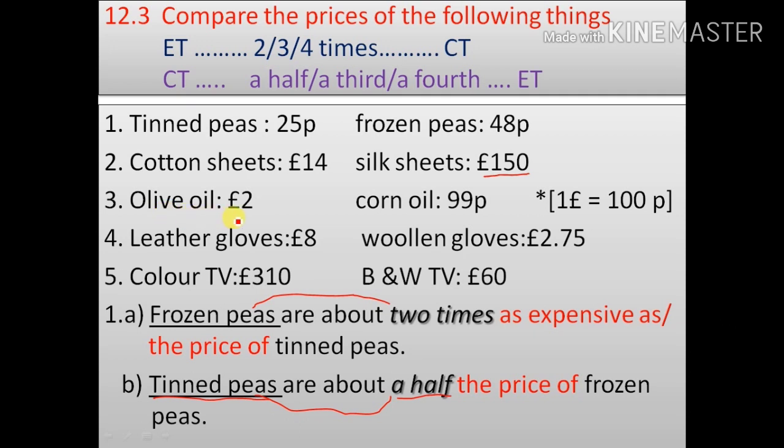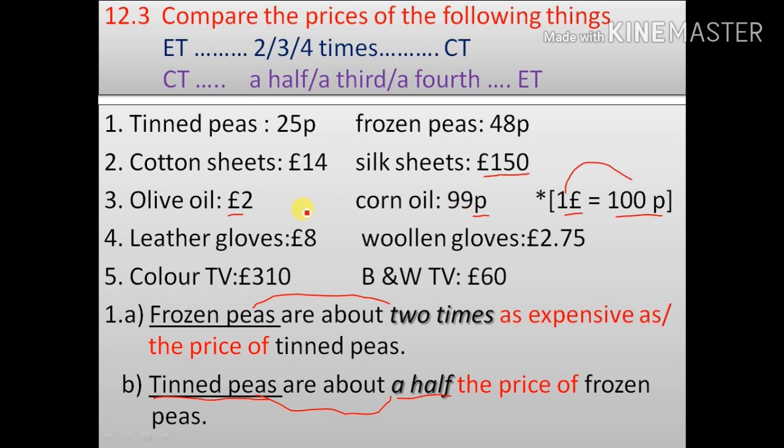Similarly, olive oil 2 pound, corn oil 99 pence. See here, you have to be very careful. Units are different. Here is pound and here is pence. So here first we have to calculate the times, changing it into the same unit. So here 1 pound equals 100 pence, or 100 pence equals 1 pound.